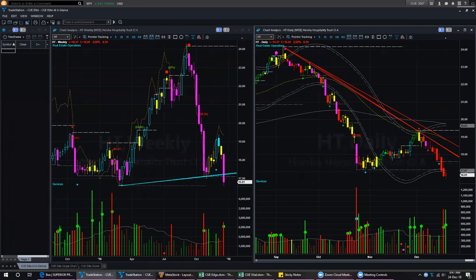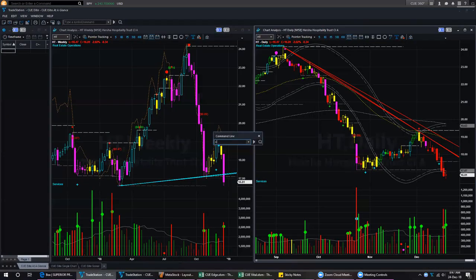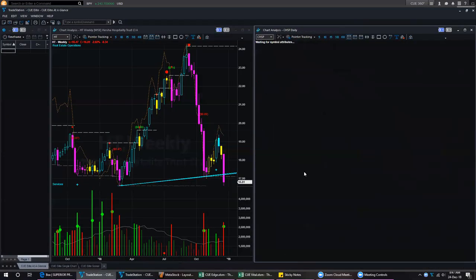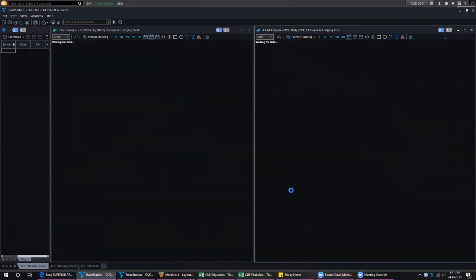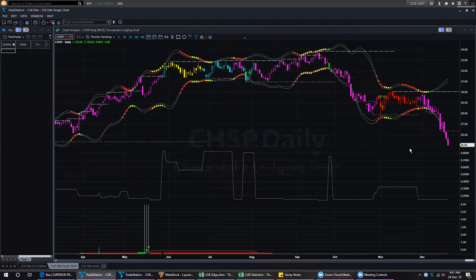That was HT, and let's check the option volatility of the other stock, that is CHSP. Also option volatility, not very high. Probably their option volume is also not very high, and the bid ask spread may not be attractive. Not a familiar stock, at least not familiar to me.